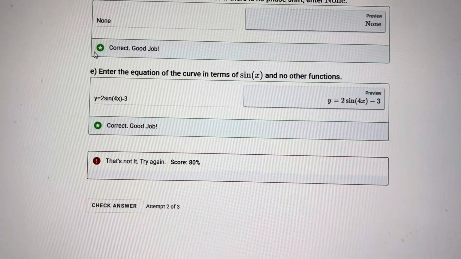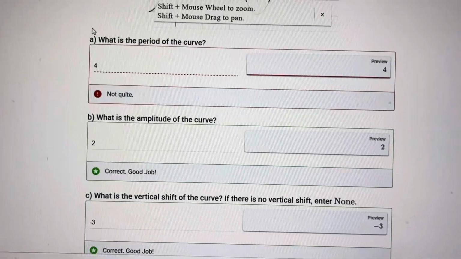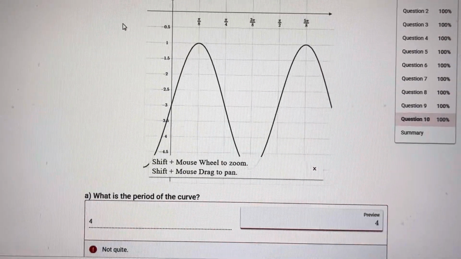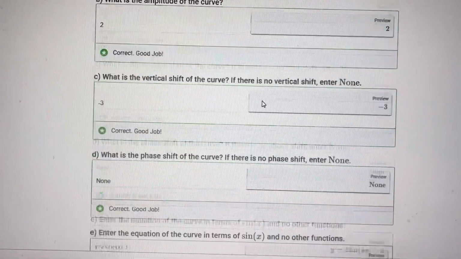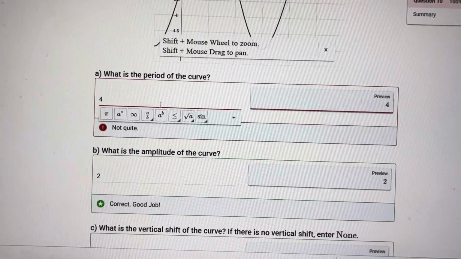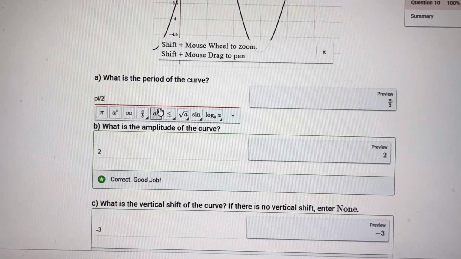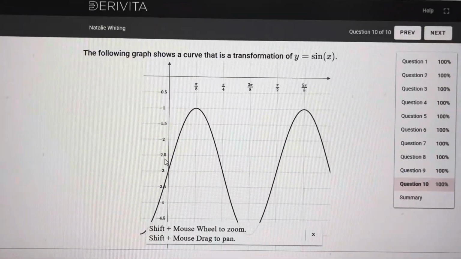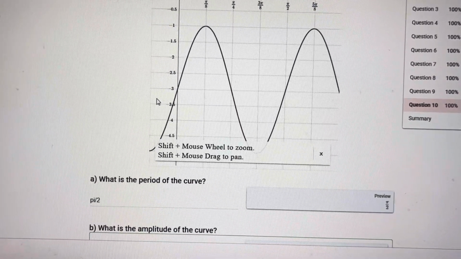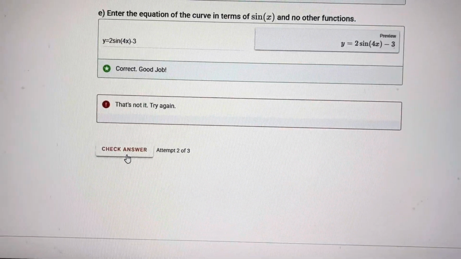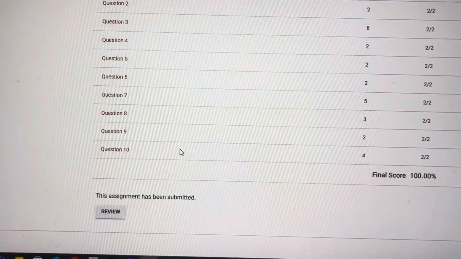What? Oh, wait, the period is pi halves, not 4. Or pi half. Because the period is from here to this point. That's what the period is. Let me check again, and yep. And that's it.